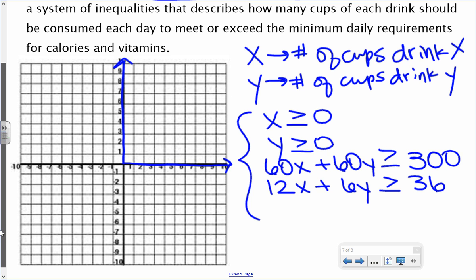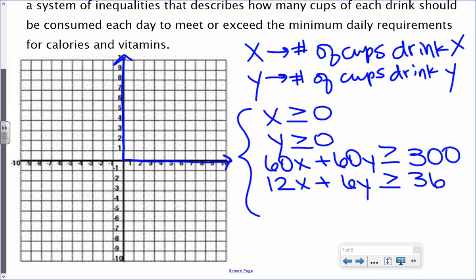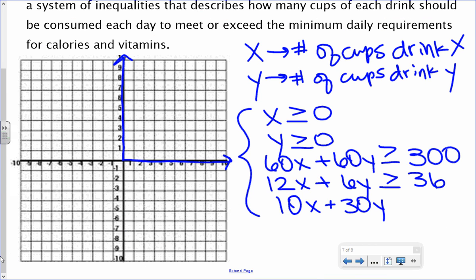And last but not least, we need some vitamin C, right? So drink X has 10 units of vitamin C, drink Y has 30. And our daily requirement, go back up here to the top, is right here, 90 units. So we want to meet or exceed 90.